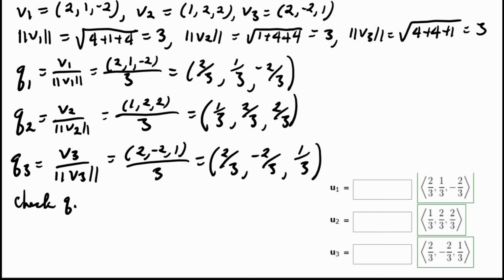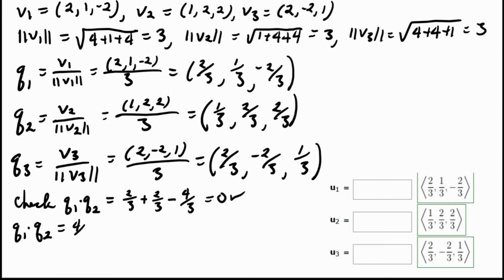You had better check these guys as well. So check Q1 dot with Q2. Make sure you get 0. So here we get 2/3 plus 2/3 minus 4/3. So that's 0. And you check all the combinations. Q1 dot with Q3. So that's 2/3 times 2/3 is 4/3 minus 2/3 minus 2/3. We get 0.